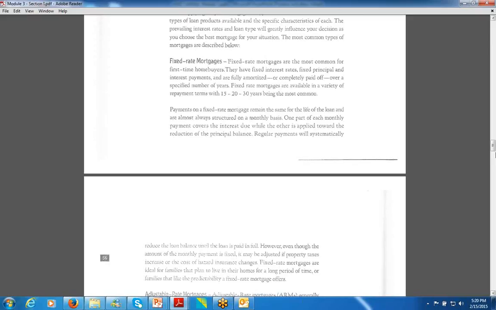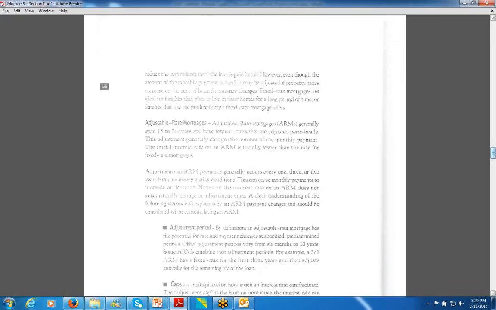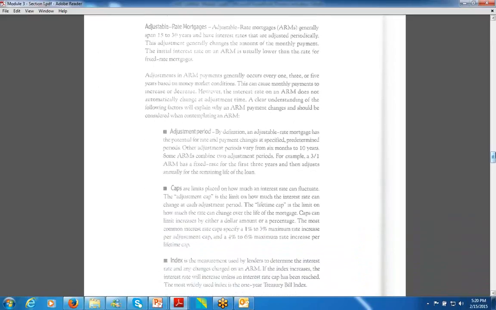I highly recommend that first-time home buyers have the insurance and taxes escrowed, which means they pay 1/12 of them with the payment, and you don't have to worry about it.